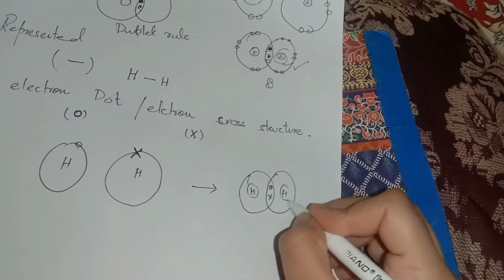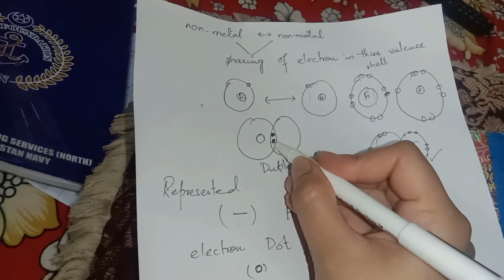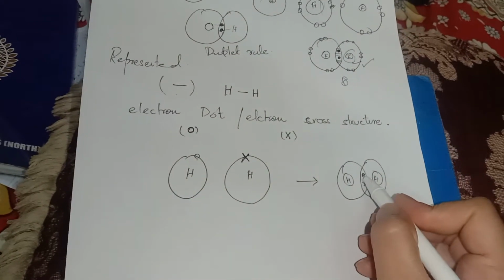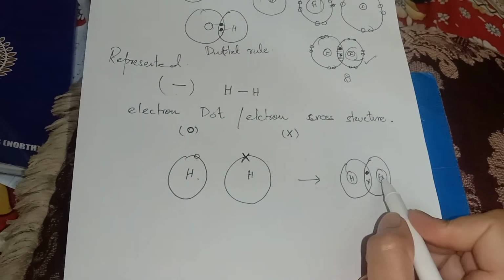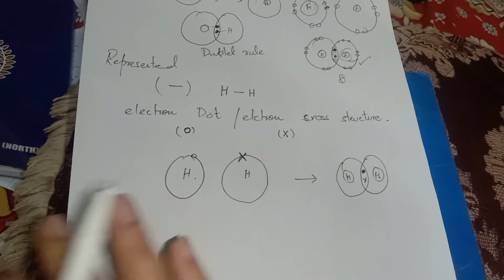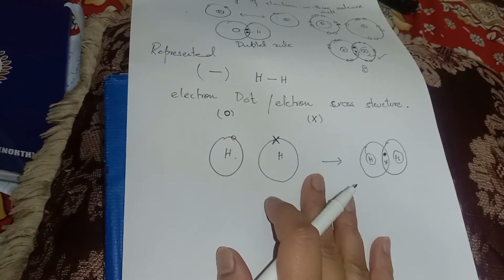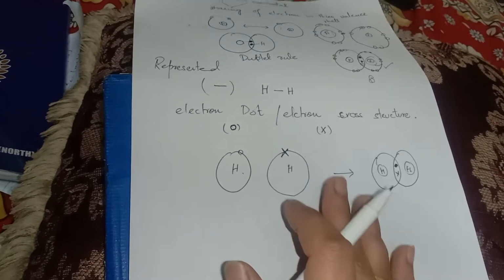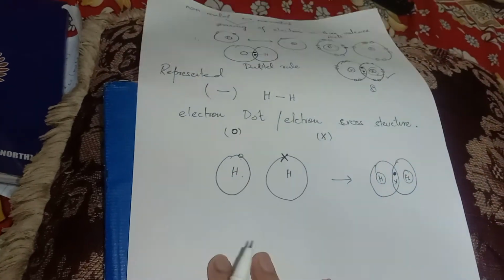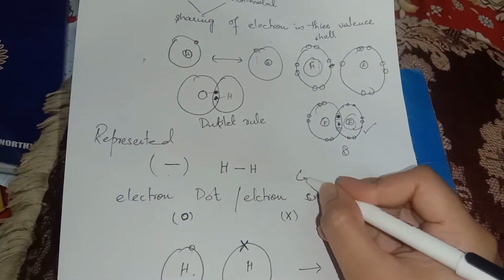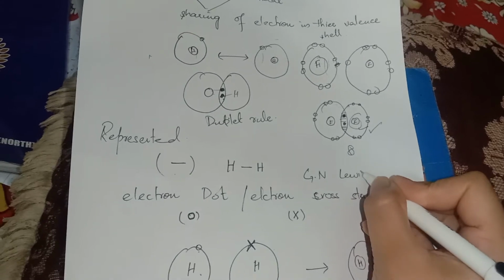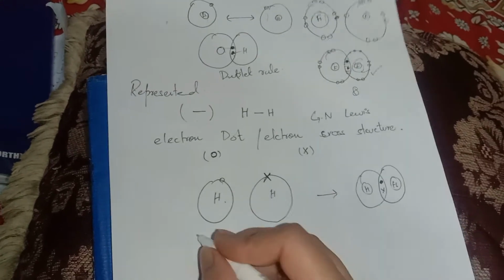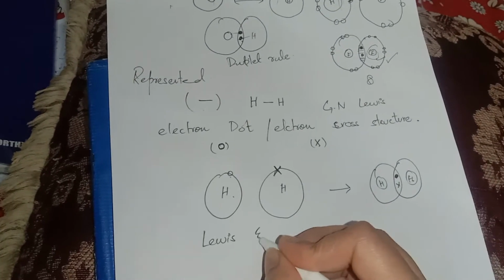Hence, the dot and cross structure would tell you which electron came from which atom. From the previous structure, you were not able to distinguish which electron came from which atom. But for this one, you can tell that this electron came from this atom and this electron came from this atom. These are the two ways to show the representation of a covalent bond. This electron dot and electron cross structure was introduced by G.N. Lewis, so these structures are also known as Lewis electronic structures. What are they called? Lewis electronic structures.